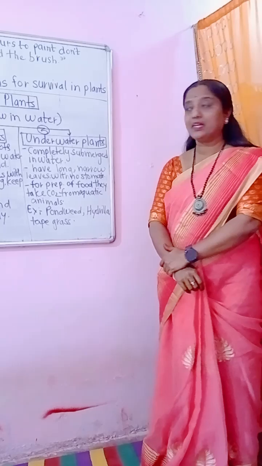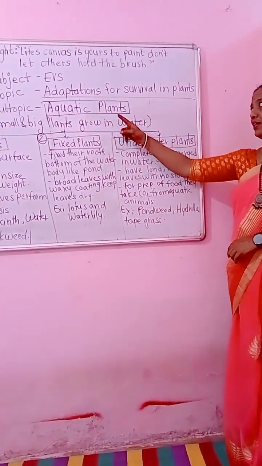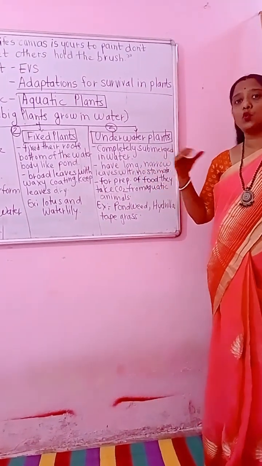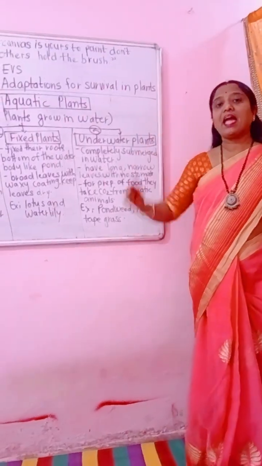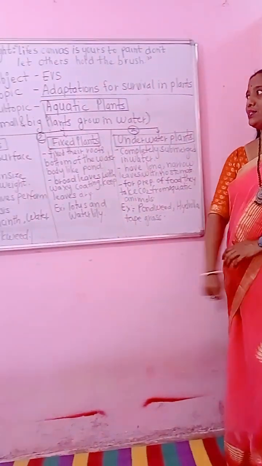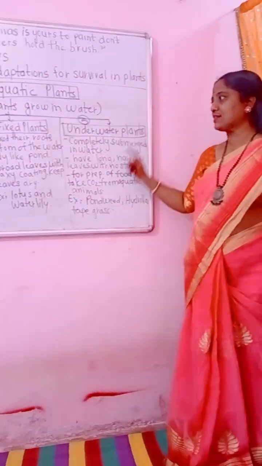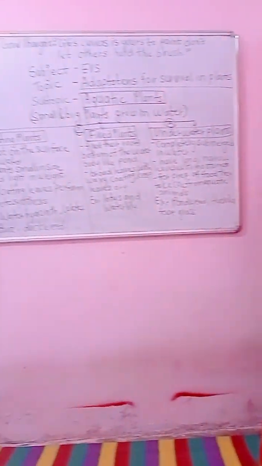Now I want to give a repetition of that. Today we learned about aquatic plants. In aquatic plants, small and big plants grow in the water. That is why they are called aquatic plants. Further, aquatic plants are divided into three types: floating plants, fixed plants and underwater plants, and I have given the explanation and examples of aquatic plants.